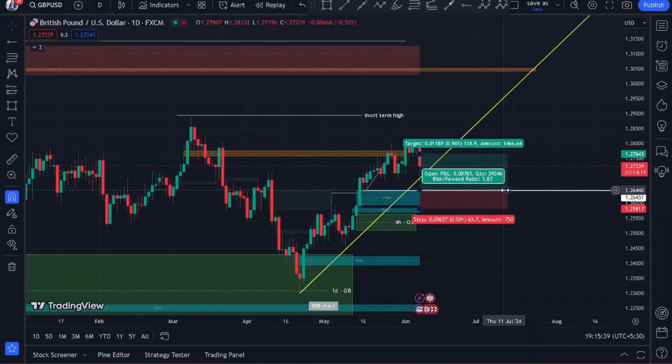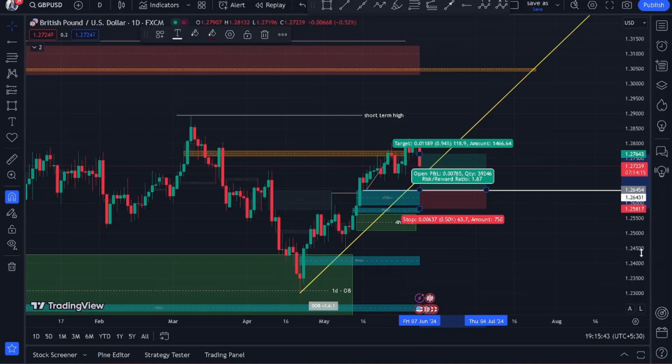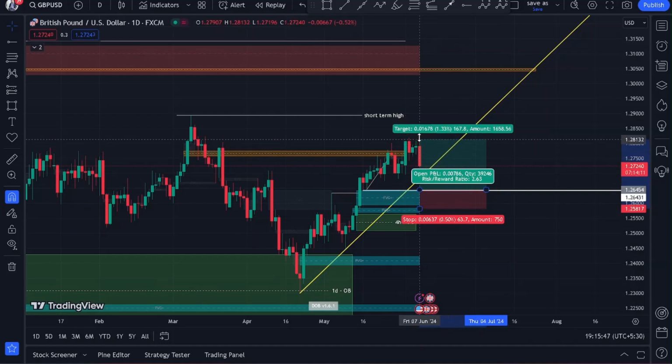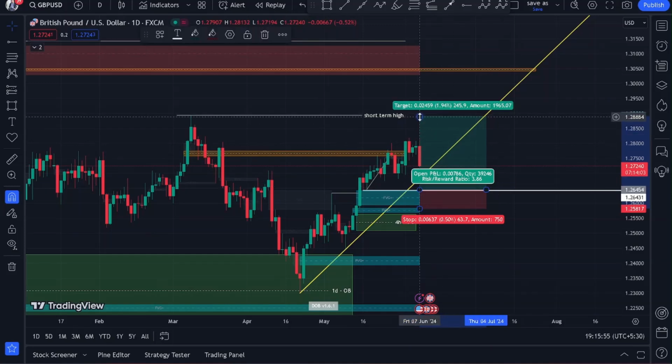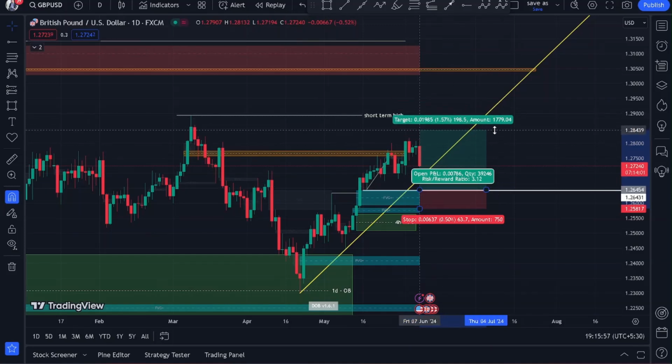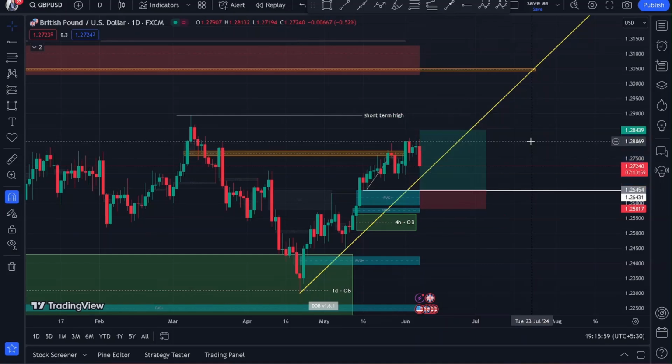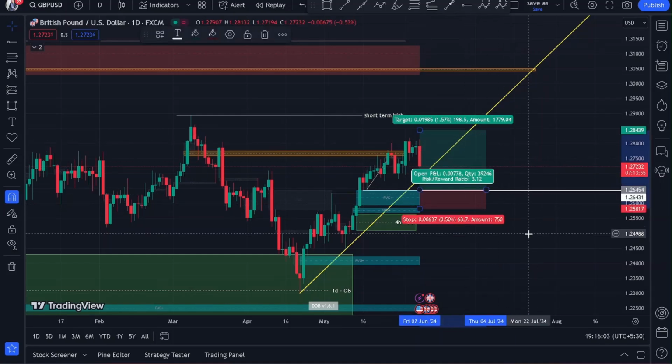So on Britain pound versus the dollar index, we can enter at 1.26450, and we can target the highs again. 1:3, 1:2.5, almost like that. So you can mark it. So target can be 1.28439, and the stop loss could be 1.258.